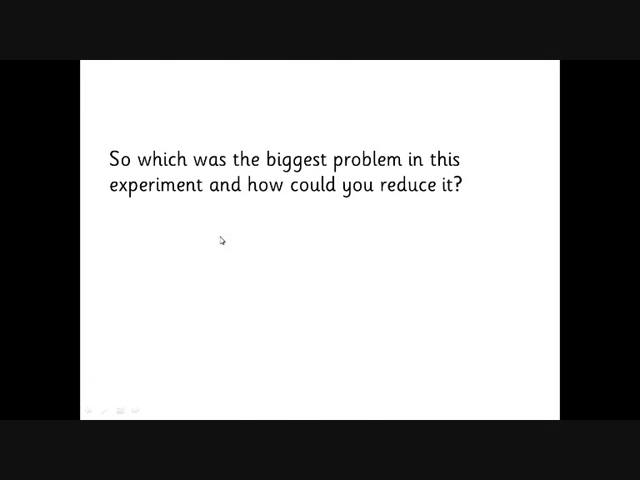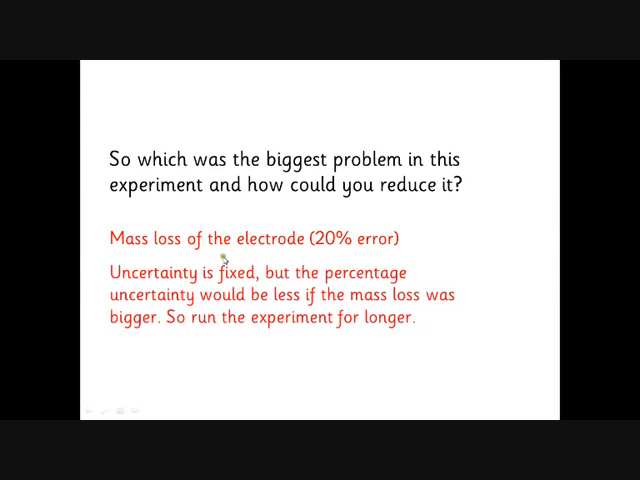Okay, that has another knock-on effect, which is that we can see which is the biggest problem. So clearly the biggest problem was the mass loss of the electrode. It was a 20% error. So if you wanted to get a more precise answer, an answer with a smaller uncertainty, then what you would probably do is run the experiment for longer. You would get a bigger mass loss, and therefore you would get a smaller percentage uncertainty. You might get a bigger change in the current during that time, which might increase the uncertainty in the current, but the uncertainty in the current was only 4%, so if this error goes down to, say, 10% and the uncertainty in the current goes up to 7 or 8%, we've still got a better answer overall.